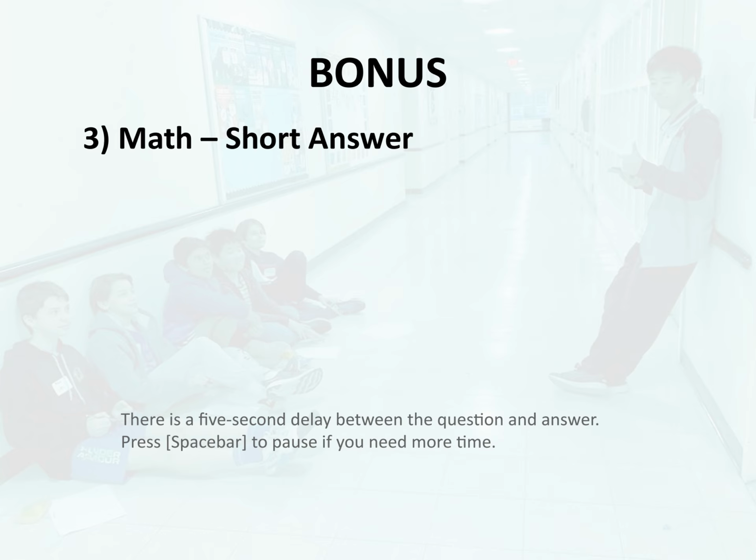Bonus 3. Math, short answer. The mean number of weekly work hours for 15 part-time employees at a store is 17. The mean number of hours for 8 of these employees is 13. To the nearest whole number, what is the mean number of hours for the rest of the 15 employees?